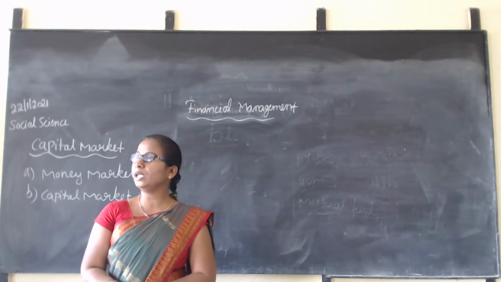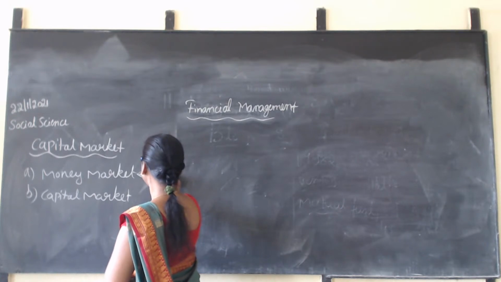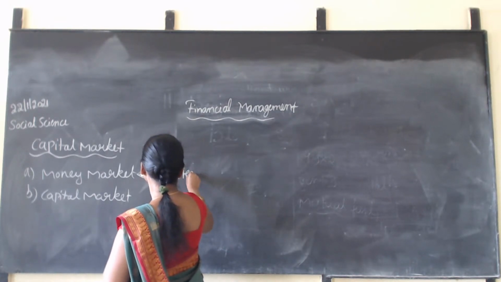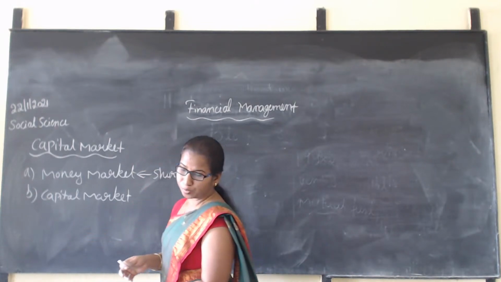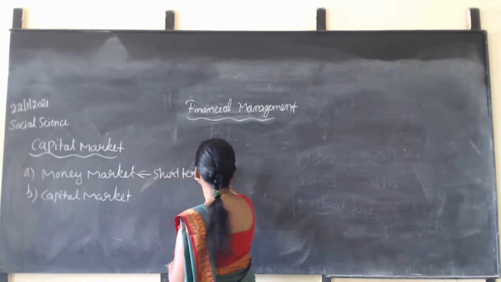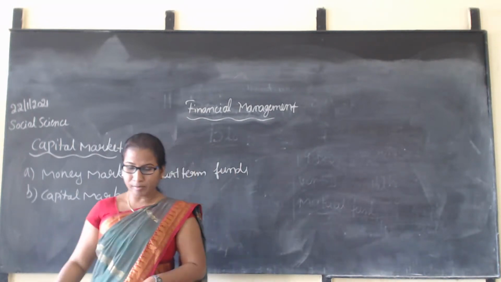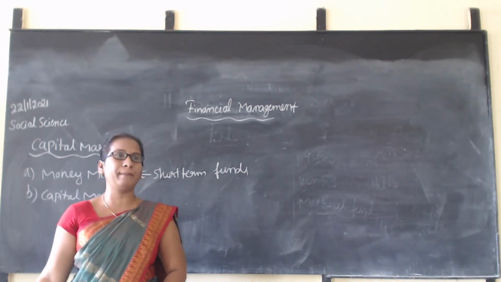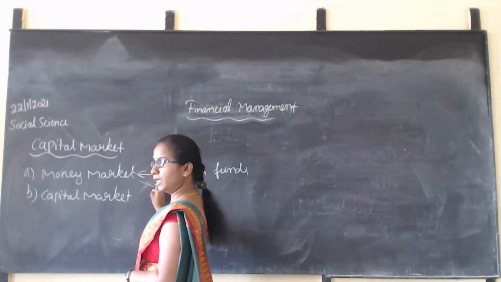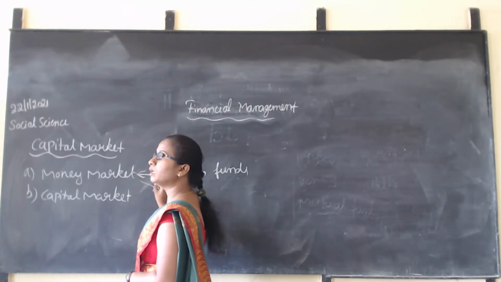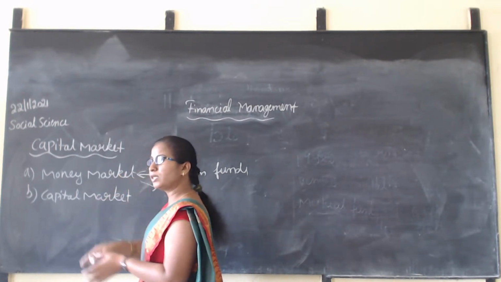So the money market deals with shorter-term arrangement of funds. Money market arranges funds for working capital. What is it working for? It is playing a role in making the capital work. Money market means they are getting money that is to be invested.